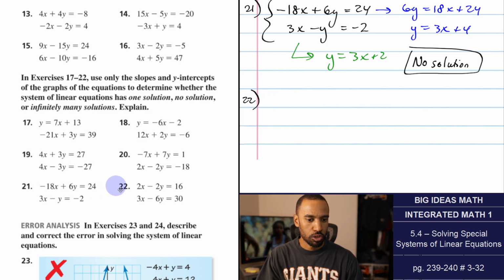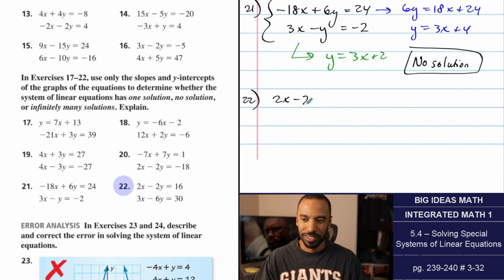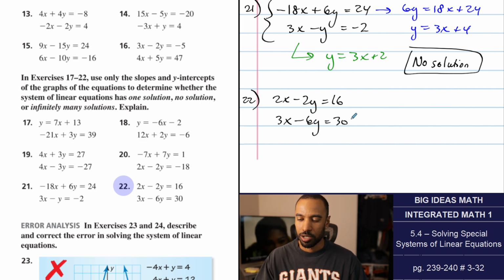2x minus 2y, 3x minus 6y. Well, I'm anticipating one solution. And listen, guys, it's all about proportionality to me. If these don't grow by the same things. See, if this had 3x minus 3y, then we're talking about a special case. But this has minus 6y. So, a little different. Anyway, let's continue forward.